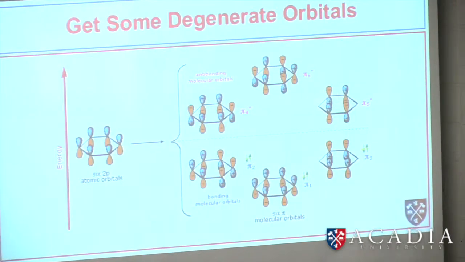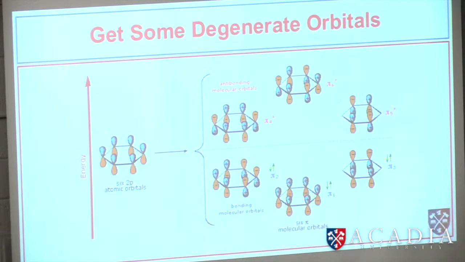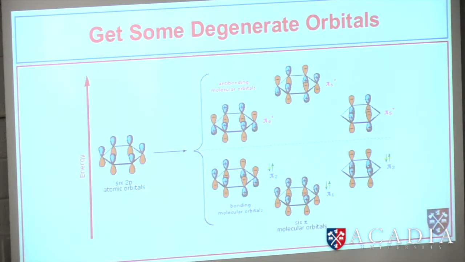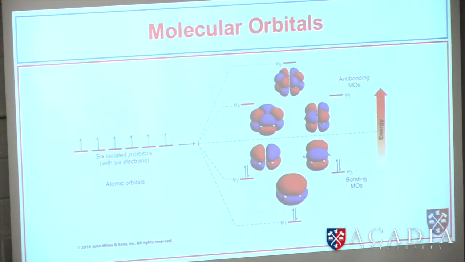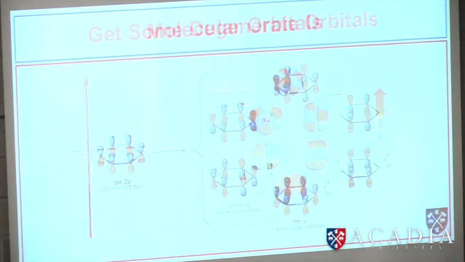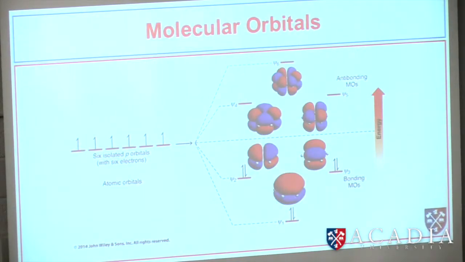Why, though, do we get these degenerate orbitals? We're going to talk a little bit about that. It actually comes about from quantum mechanics. We're not going to get too involved in it. But when we put the electrons in, this is showing a better picture of the molecular orbitals. This is just showing them as how we make them, and this is what they would look like if you did calculations.